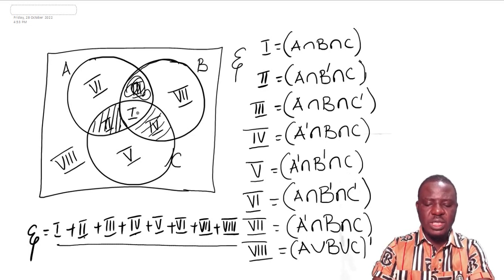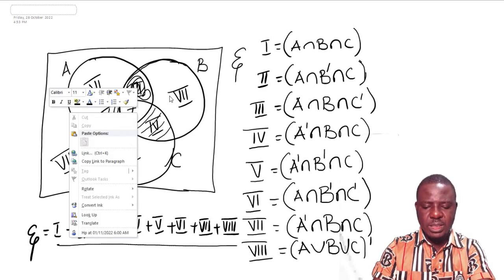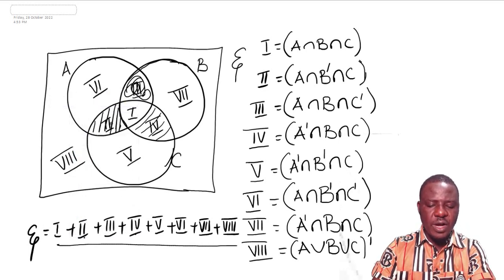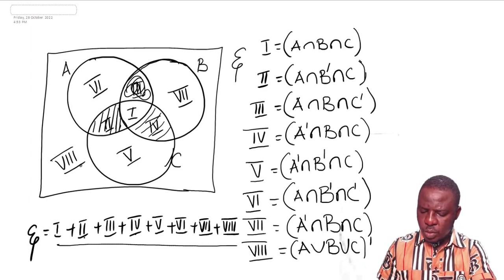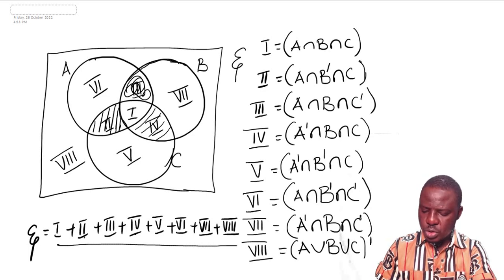Remember, region 1 contains elements you can find only in A, B, and C, while region 2 contains elements you can find only in A and C. Region 3 contains elements you can find only in A and B, while region 4 contains elements that can be found only in B and C. Region 5 is said to be elements found only in C, while region 6 is said to contain elements found only in A, as region 7 is said to be elements you can find only in B, while region 8 are said to be elements that can be found in the universal set but cannot be found in A, B, or C. Region 7, we said elements found only in B, so this should be primed.